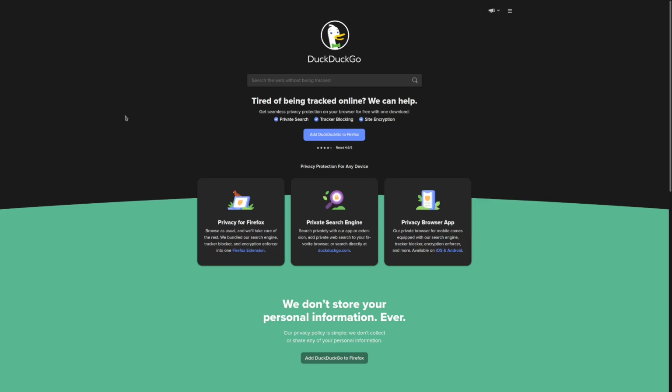DuckDuckGo themselves have acknowledged this in the past and have publicly stated that they will abide by any demands given to them by the Feds. So, it's best to keep that in mind when you consider what they promise. Still, using DuckDuckGo is a lot better than using Google or Bing directly. Who am I kidding? No one uses Bing anyway.